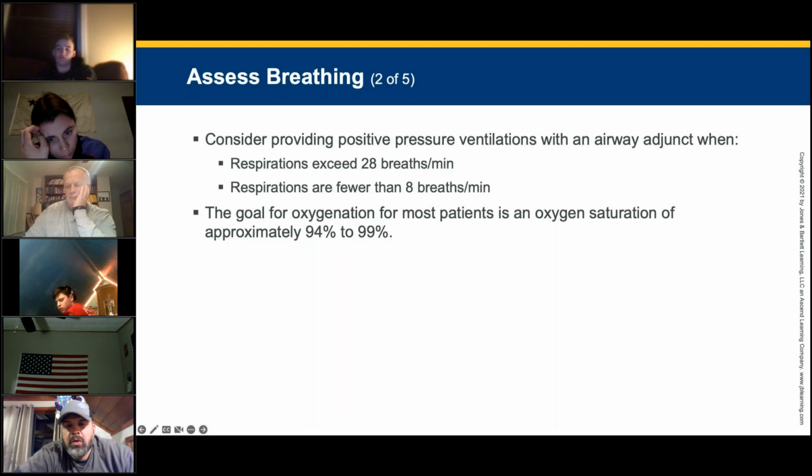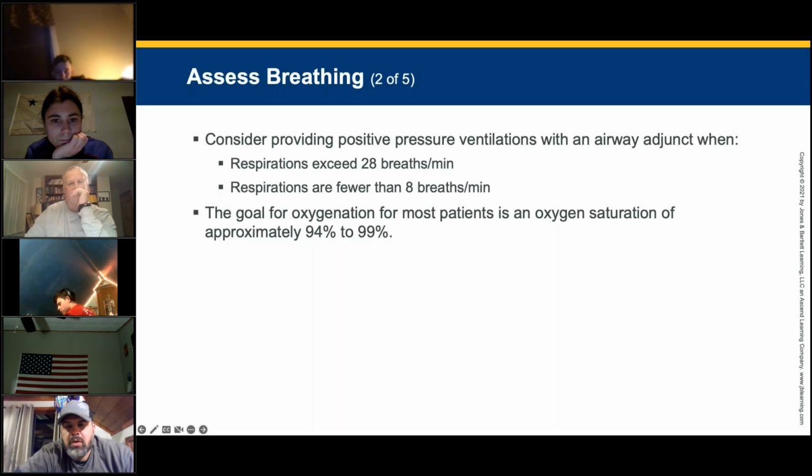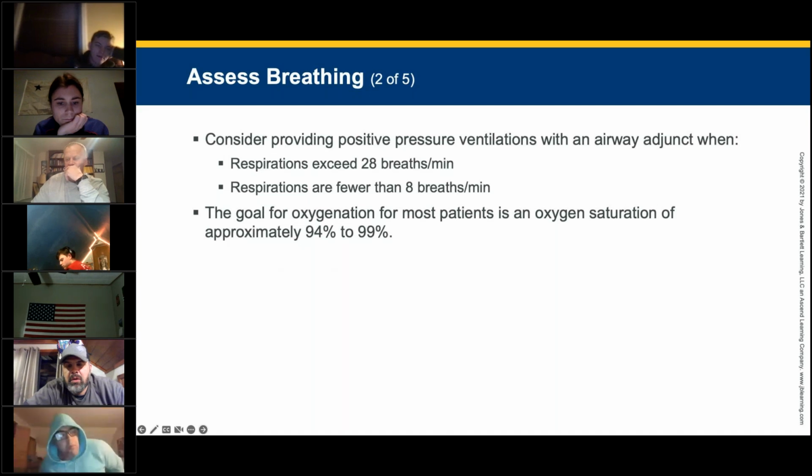The goal for oxygenation for most patients is going to be 94 to 99%. Depending on other conditions that they might have, emphysema, CHF, COPD, some of those patients, their numbers are going to be lower. Most of those patients know that their numbers run low and they can tell you that. Our goal is typically on most patients 94 to 99. That does vary patient to patient.